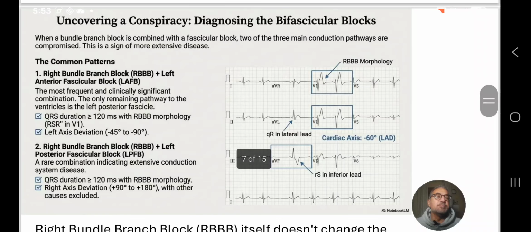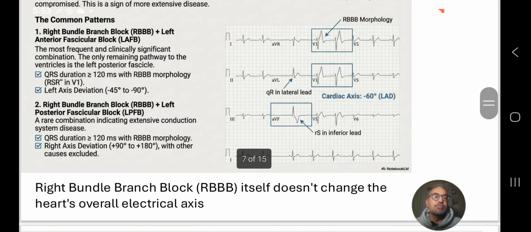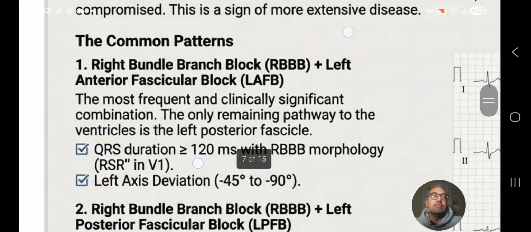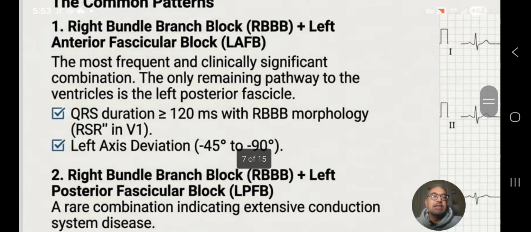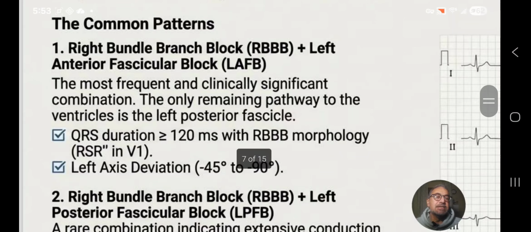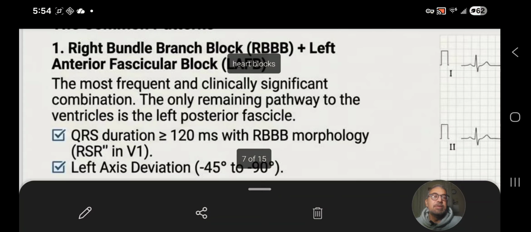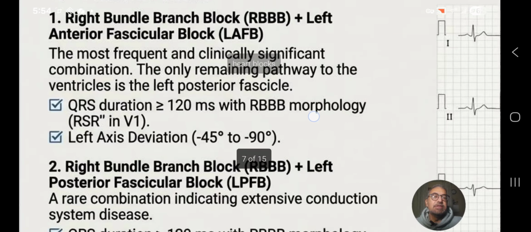Now, sometimes people have alternating right and left bundle branch blocks. When this happens, this indicates a high degree of conduction system problems. Right bundle branch block itself doesn't change the heart's overall axis. So if someone has a right bundle branch block with left anterior fascicular block, that is a left axis deviation, so they have a QRS duration more than 120, right bundle branch block morphology, and a left axis deviation, that is a right bundle branch block with left anterior fascicular block.